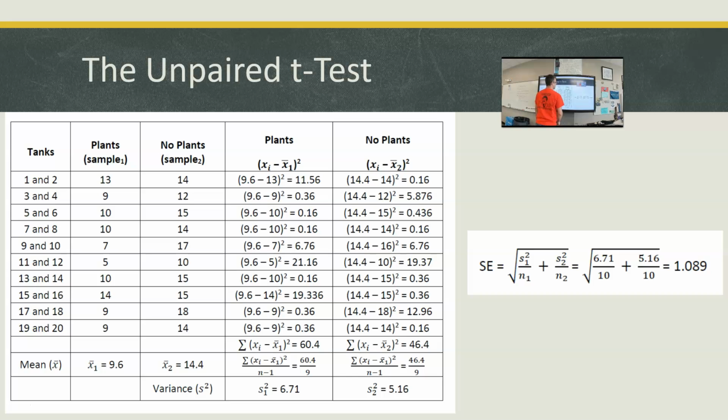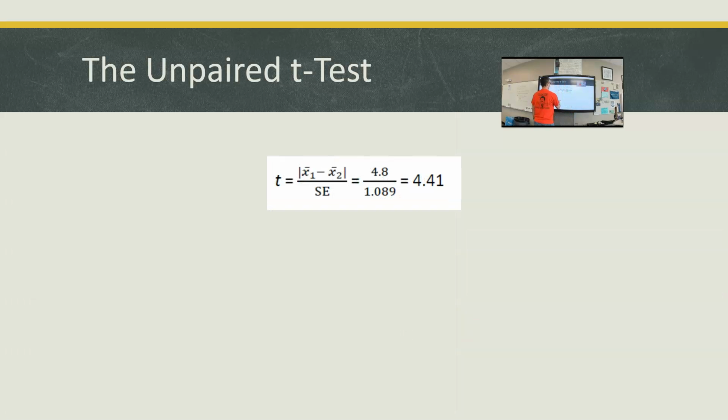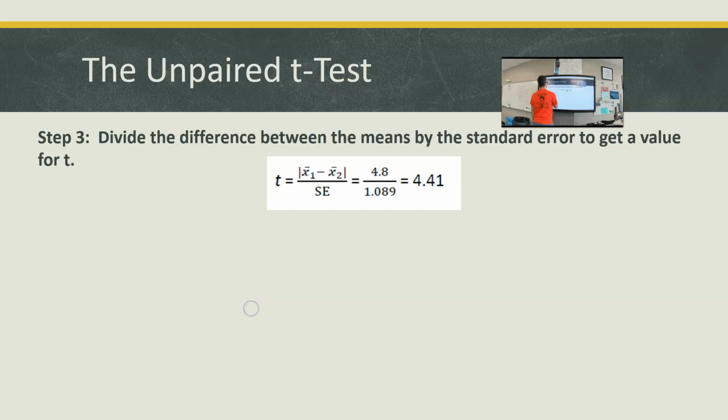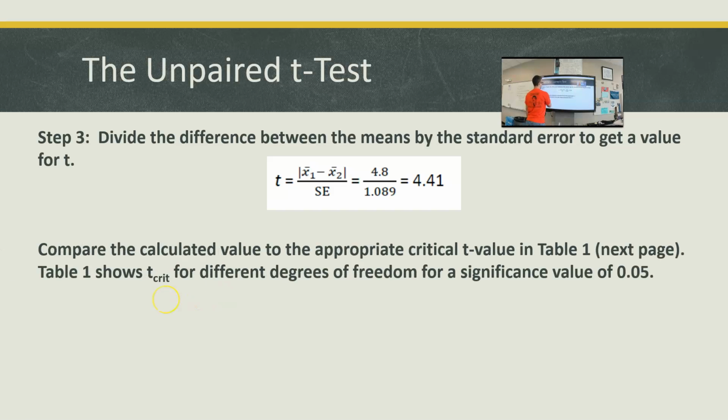In this case, the standard error equation is equal to this value, 6.71, divided by the number of samples, plus the second one divided by the number of samples, add them up, take the square root, and you get 1.089. Then you have to divide the difference between the means by the standard error to give a value for t. We've calculated both those things already.